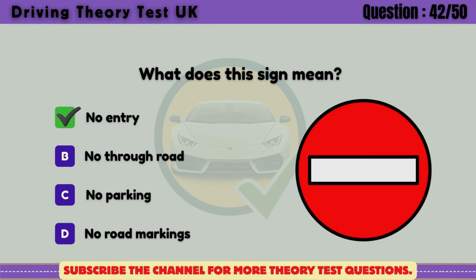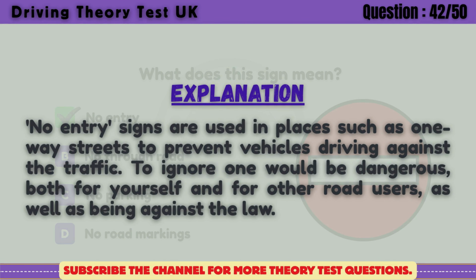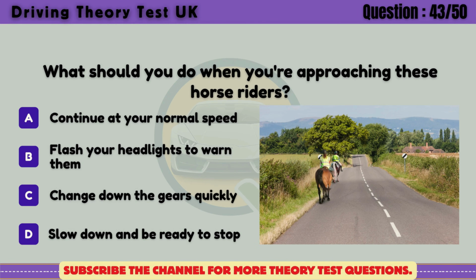Answer is A. No entry. No entry signs are used in places such as one-way streets to prevent vehicles driving against the traffic. To ignore one would be dangerous, both for yourself and for other road users, as well as being against the law. Question 43. What should you do when you're approaching these horse riders?